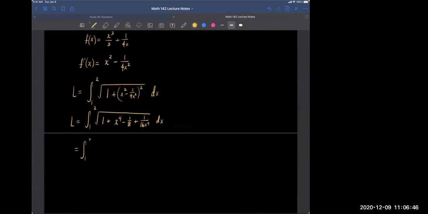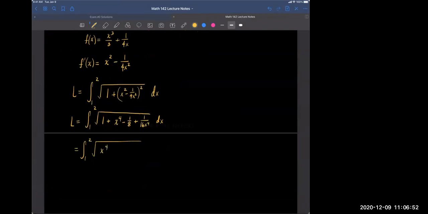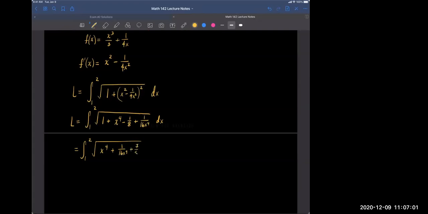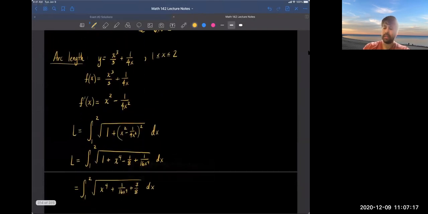And then I get some craziness here, don't I? I get x to the fourth plus 1 over 16x to the fourth plus 7/8 dx. And that looks quite complicated, doesn't it? Is there a way we can integrate this cleanly?